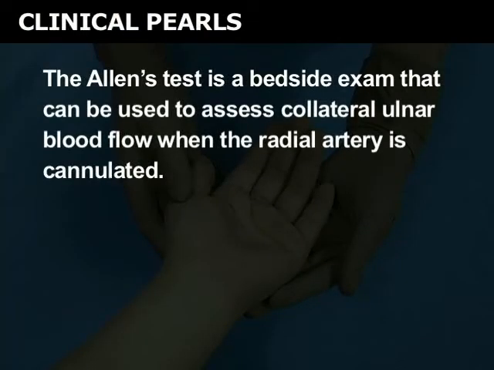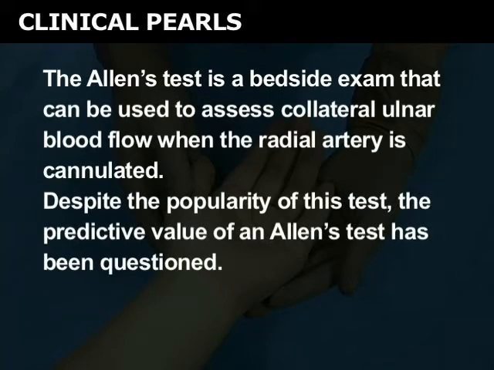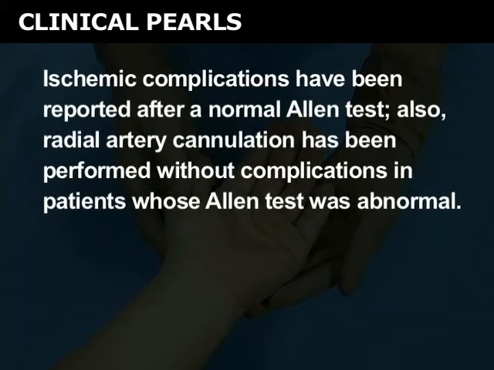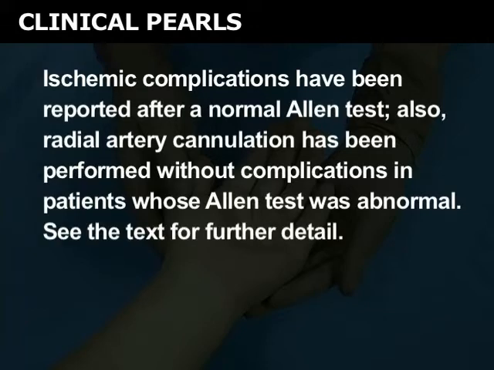The Allen's test is a bedside exam that can be used to assess collateral ulnar blood flow when the radial artery is cannulated. Despite the popularity of this test, the predictive value of an Allen's test has been questioned. Ischemic complications have been reported after a normal Allen's test. Also, radial artery cannulation has been performed without complications in patients whose Allen's test was abnormal. See the text for further detail.